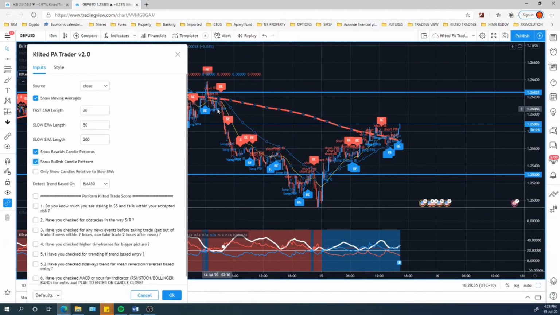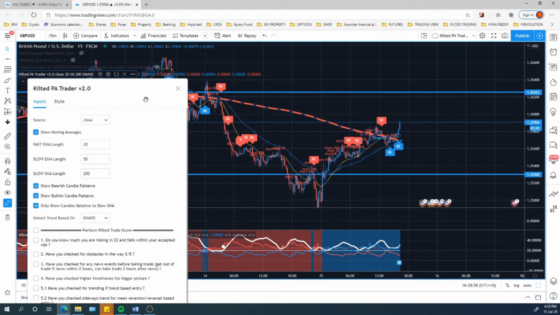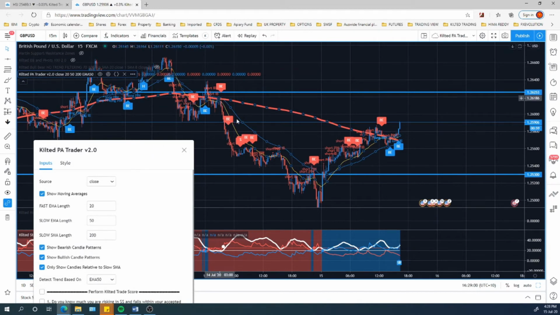Now if you're looking for particular price action, say you're looking to go short the market and you want to use the simple moving average as a bit of an indication for that, you can elect to show price action relative to the slow moving average, the SMA, which is why we've only got the short candles on here as we look at the chart to the right.